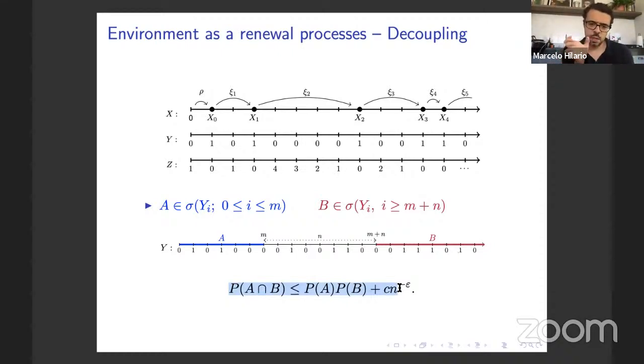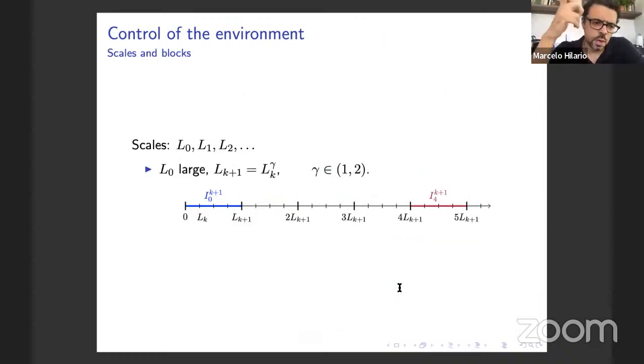So this is a key property of our techniques. Whenever you have this decoupling, then it's good for you to control the environment. So how do we do it? We start by picking a sequence of scales, and you should think of this as numbers that are growing very, very fast. And what I do is that I will tile the Z axis here with intervals that are given by these scale lengths, right? So I have here scale k+1, and it's tiled by blocks of the previous scale, which are tiled by blocks of the previous scale, and so on until you get to single points.